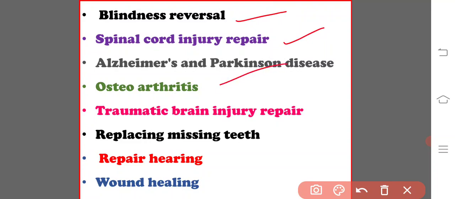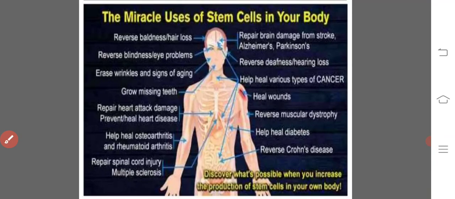osteoarthritis, traumatic brain injury repair, replacing missing teeth, repair hearing, wound healing, and here all these are shown in a single triangle. The miracle uses of stem cells in your body.